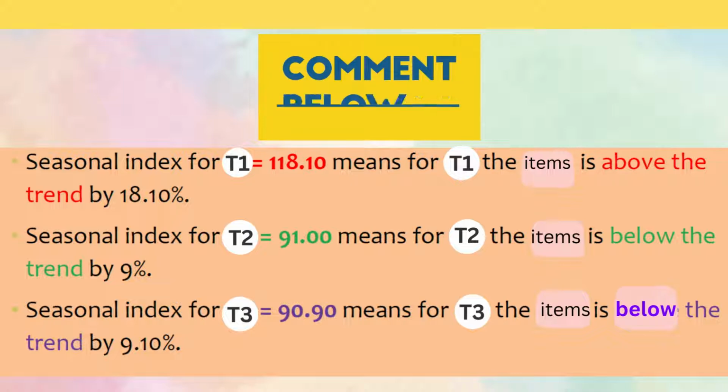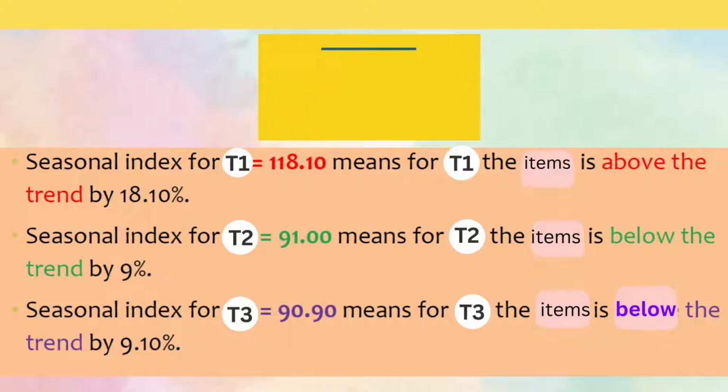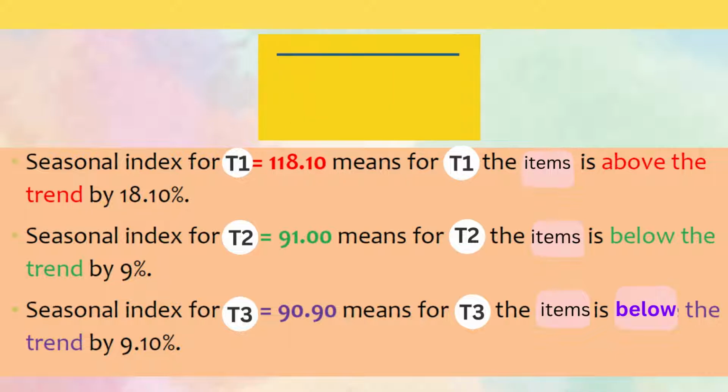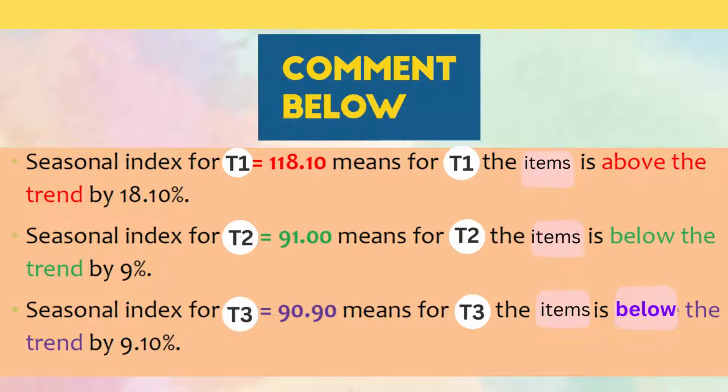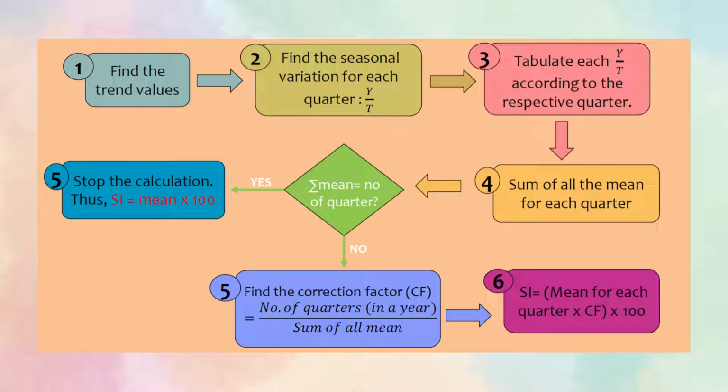How did we get 9%? Yes, 100 minus 91. Same goes for seasonal index term 3. The value is 90.90, which means for term 3, the items are below the trend by 9.10%. 100 minus 90.9. Alhamdulillah, we can answer the questions well. Here is the summarization on how to find the seasonal index. You can pause the video to read all the steps.